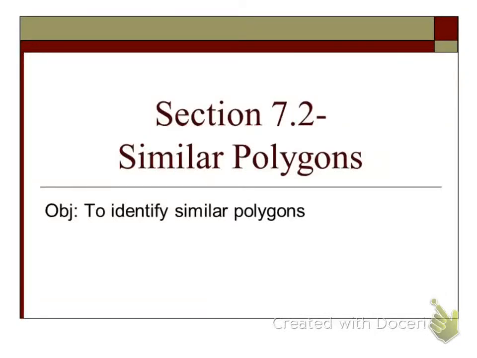Today we're doing section 7.2. It's actually a lot like what we did yesterday. We're going to look at some ratios. You'll have to simplify them, set up proportions. So it does go hand in hand with what we did yesterday.